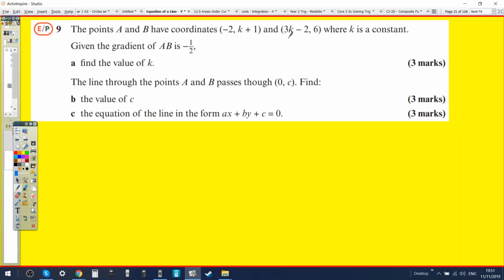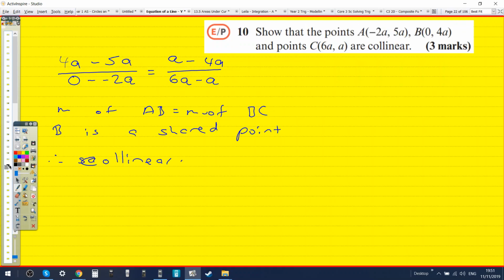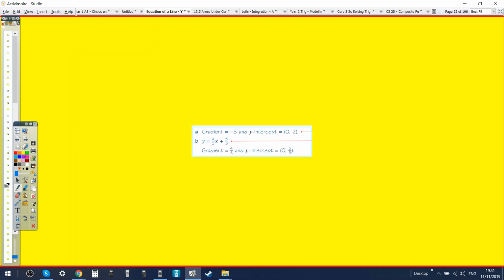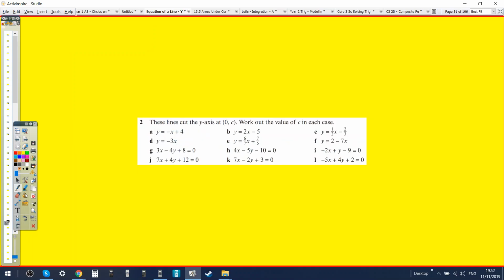And then this one, that's just more of the same. That could be the test if there was time. So let's see. Gradient, let me just check. Gradient of y-intercept. Oh, what's that? Wow.